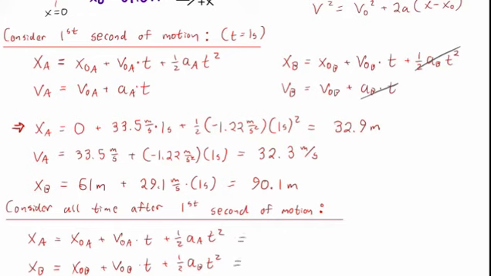So we know that the initial position after 1 second for car A is the final position we found in the first part, because that was exactly 1 second of running the clock. So that's 32.9 meters, and then the initial velocity of A is 32.3 meters per second times t, plus 1/2 times negative 1.22 meters per second squared times t squared. So that's the complete position function for car A for all time after the first second. Let's do it now for car B.